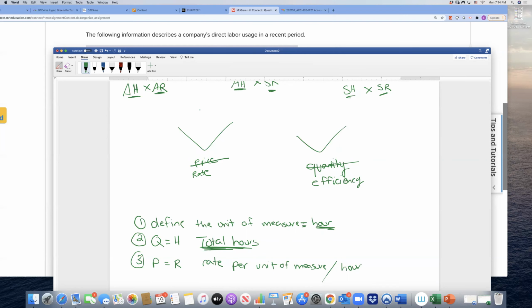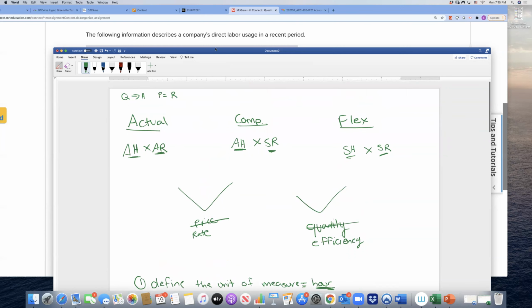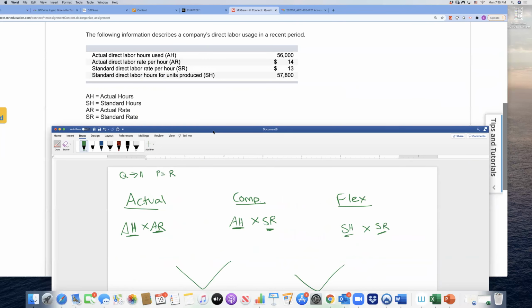I've got to identify my variables. So let's go ahead and identify those 4 variables. When I look at what we were given, actual direct labor hours. Remember, I wanted those in total and they gave them to me. So for actual hours, I'm going to just drop in that 56,000.